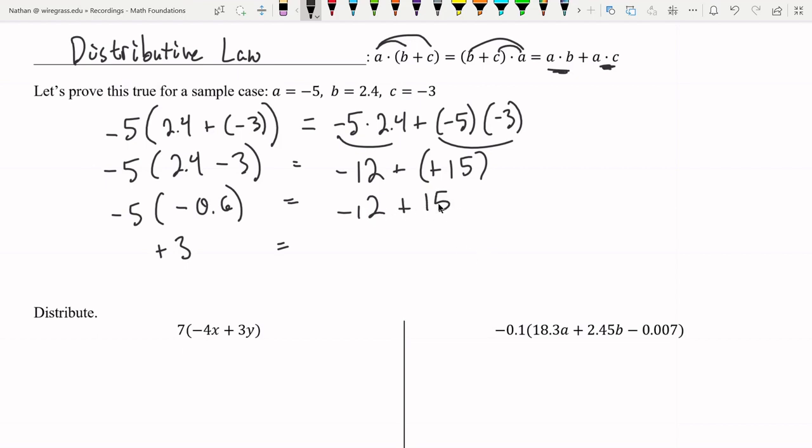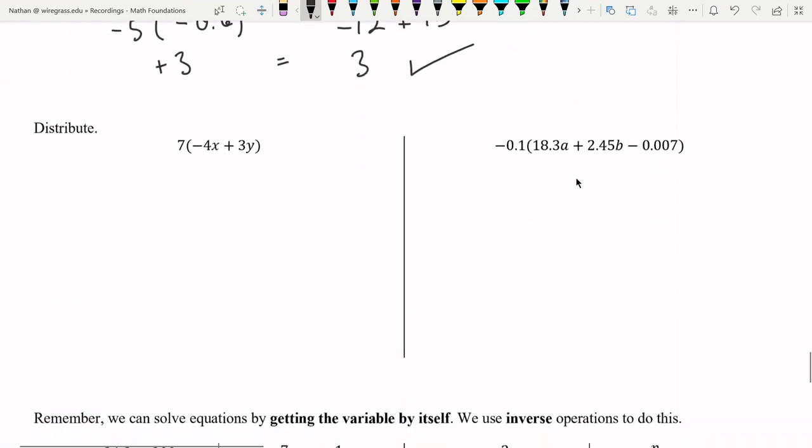And 12 plus 15. So we start at -12. We're going to go right 15 units. That puts us at 3. You can also do 15 minus 12. It's the same thing. And you see 3 equals 3. That's a true statement. So we proved it true for this simple case. But in general, you can prove it true for every single case of any 3 numbers that you choose for a, b, and c.